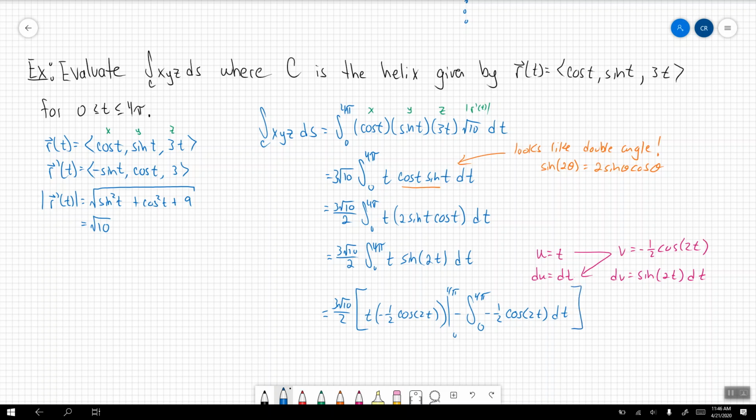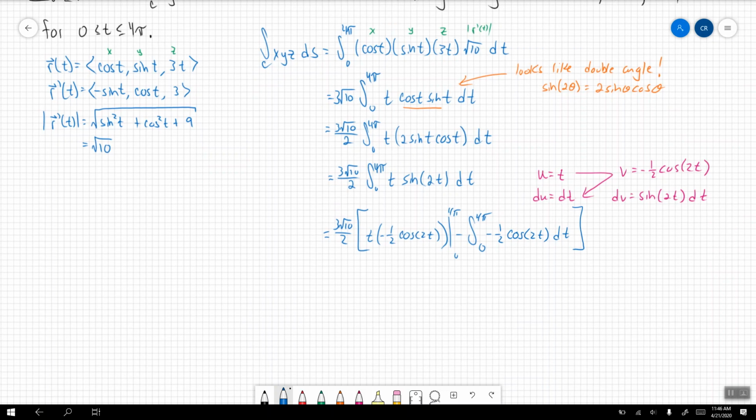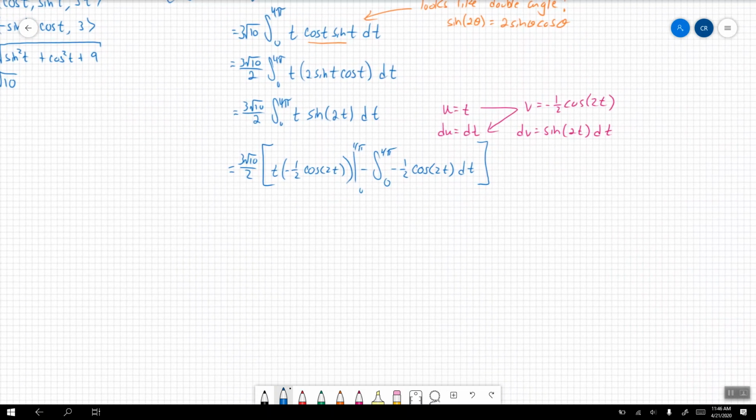And we should be able to grab that. Alright, so making some insertions here. Let's see, 3 root 10 over 2. Let's simplify this a little bit. This is going to be negative t over 2 cosine of 2t evaluated from 0 to 4 pi, and this is going to be plus 1/2, from 0 to 4 pi, multiplied by cosine of 2t, and we can integrate there. Nice.